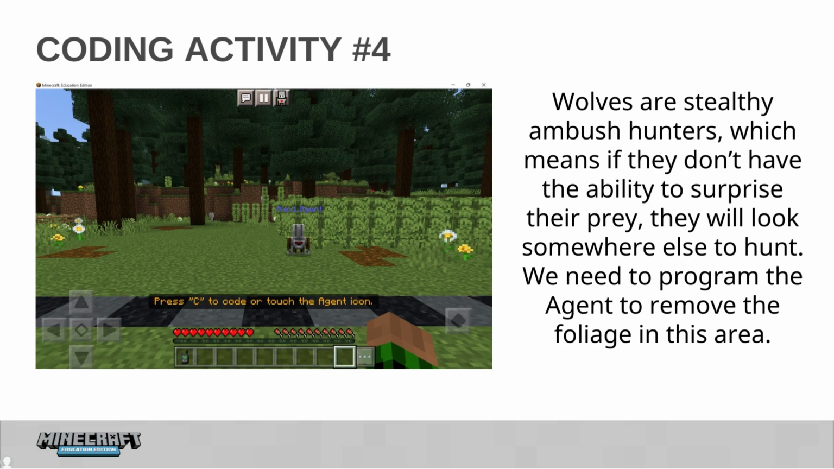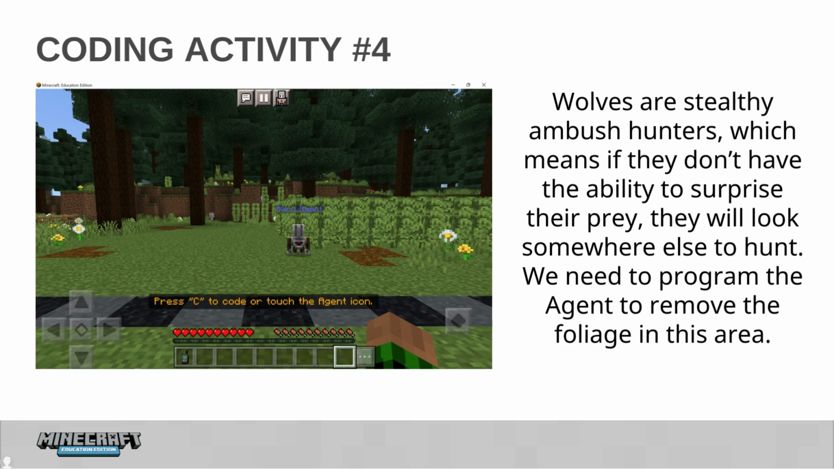So the agent is going to move forward and destroy the foliage here. And then he's going to need to turn right and destroy some more. And then he needs to move forward, turn right, and then he can do that next strip. So he's going to move up and down that foliage until it's all destroyed. This one is a little tricky to program. So remember, if you need to reset this activity, use that radio key.